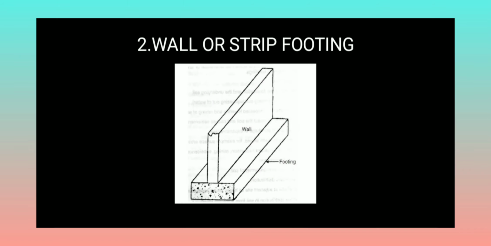The second one is wall or strip footing. It is the continuous footing used to distribute the load of the structure and non-structural load-bearing walls to the ground. It runs along the direction of the wall. The width of the wall foundation is usually 2 to 3 times the width of the wall. Stones, bricks, reinforced concrete are used for this type of construction. It is placed on dense sand and gravel.